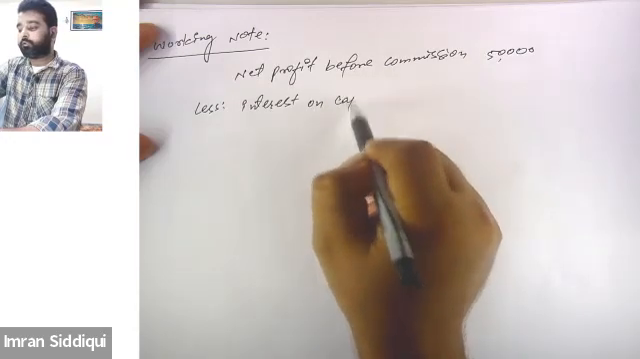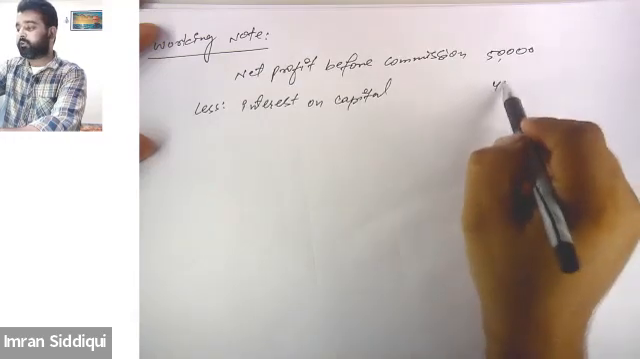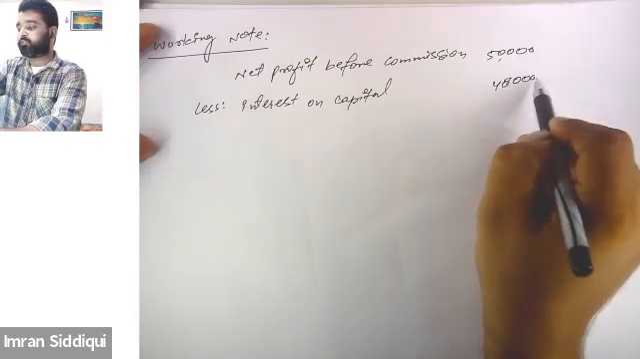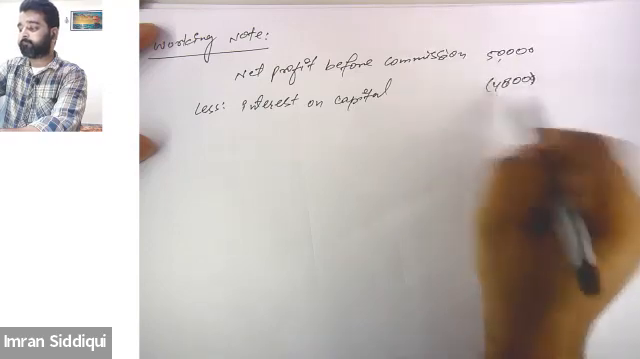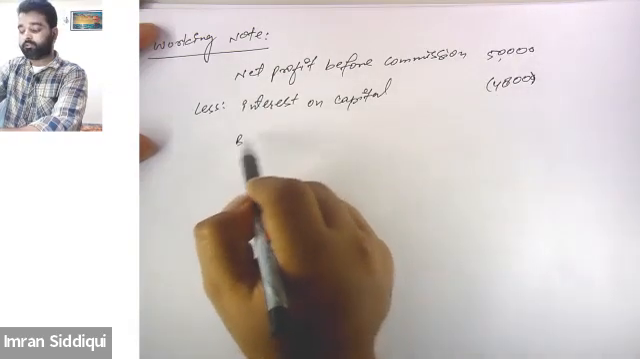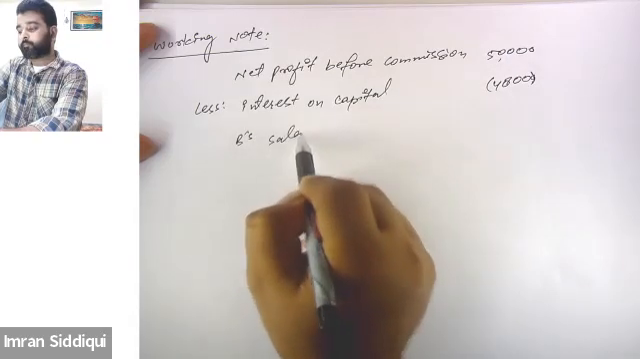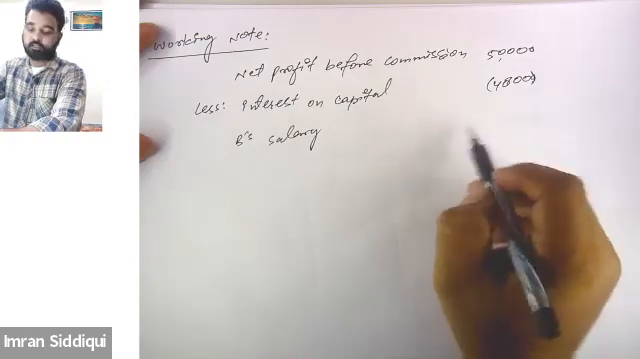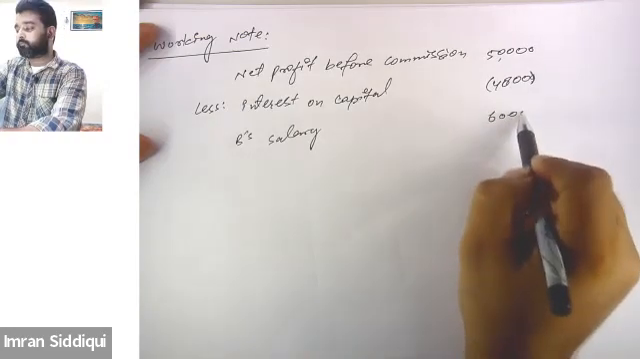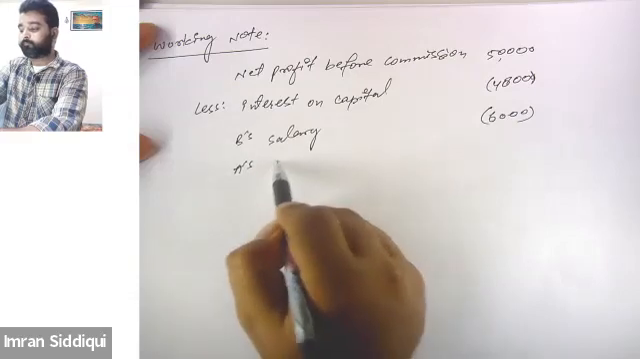Interest on capital paid to partner is 4,800, right? So out of 50,000, we will first of all subtract 4,800. Then we will subtract B's salary. B's salary is how much? It is 6,000 for the whole year. Then we will also subtract A's commission.